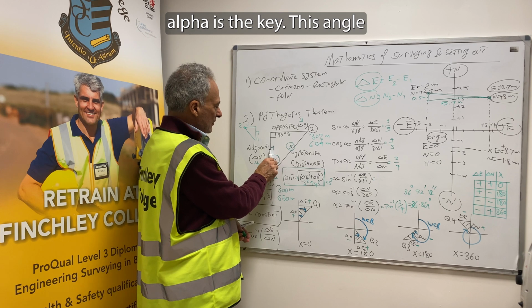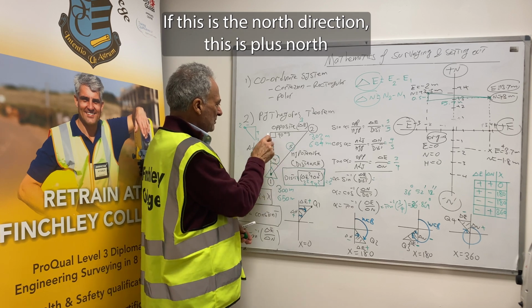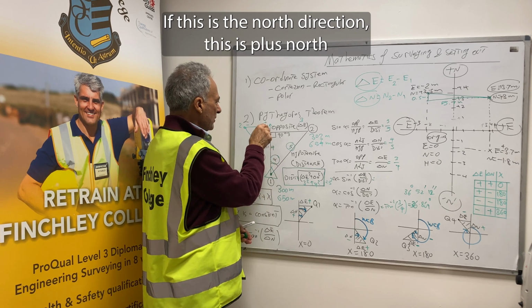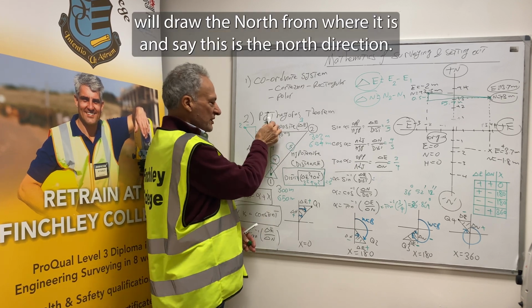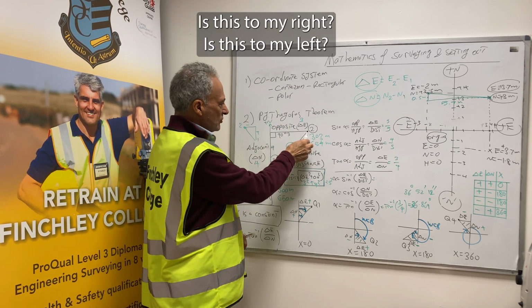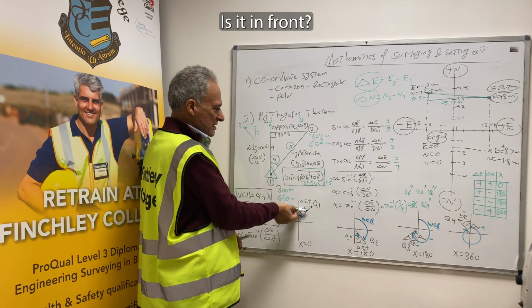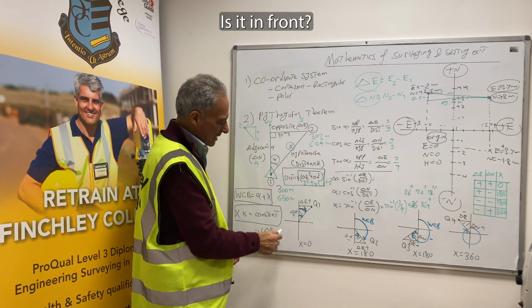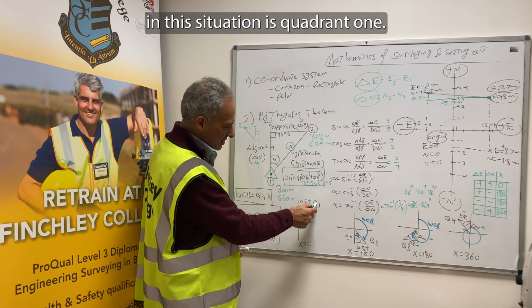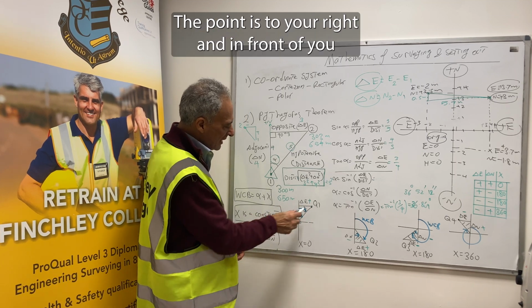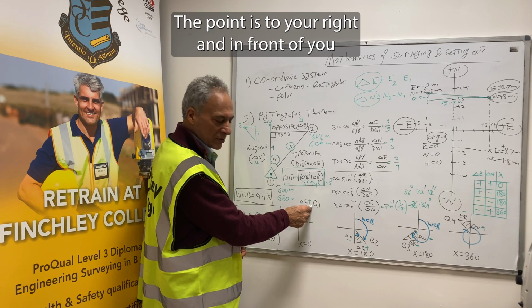This angle will, if this is the north direction, this is plus north. So the instrument will draw the north from where it is and says, this is the north direction. Is this to my right? Is this to my left? Is this in front or there? Like this. The instrument is set up here. In this situation, in quadrant 1, the point is to your right and in front of you.